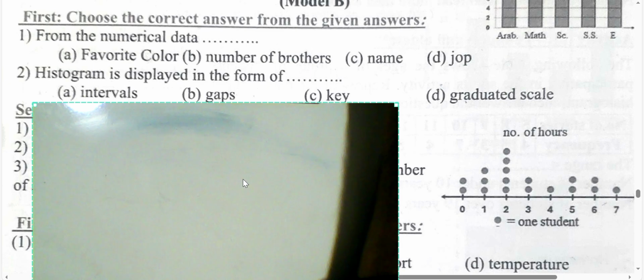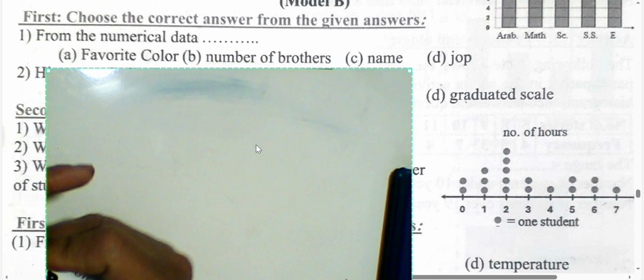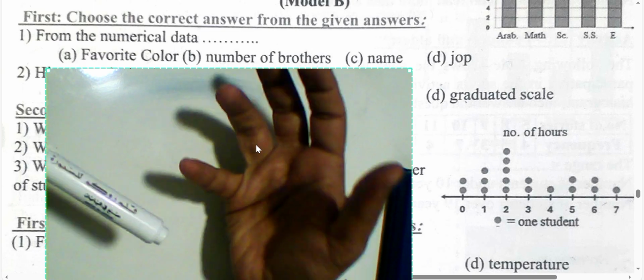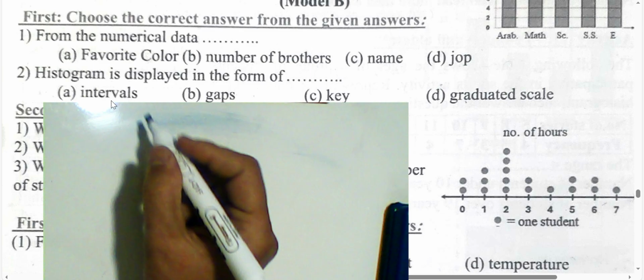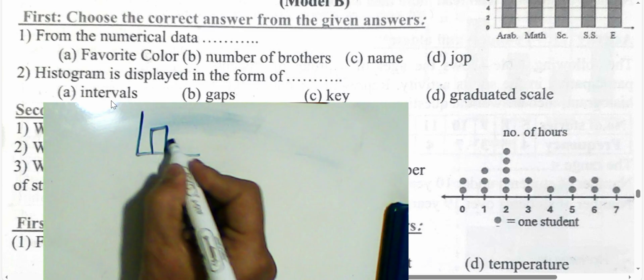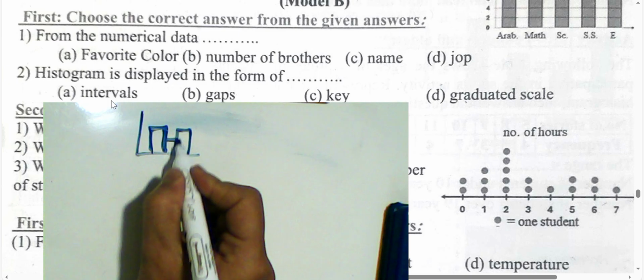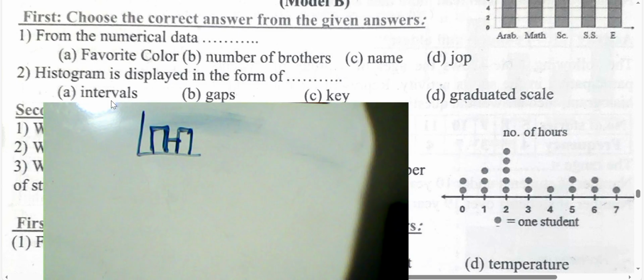Numerical data: here the answer contains digits, like the number of brothers. The information about the number of brothers will be numerical data, not categorical data. Okay. Next question. Histogram displays data in intervals. A histogram contains intervals like this. We call it histogram. It is displayed in the form of intervals.